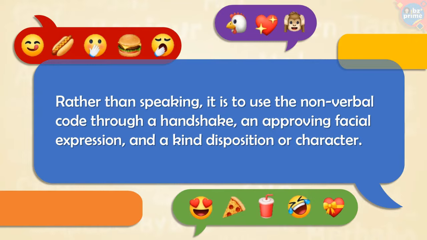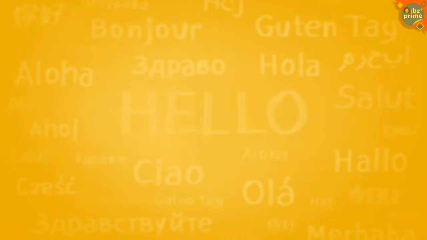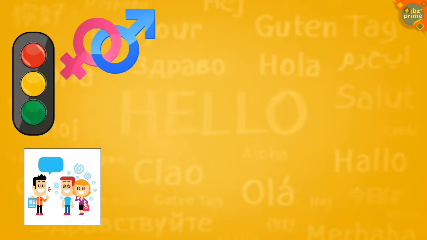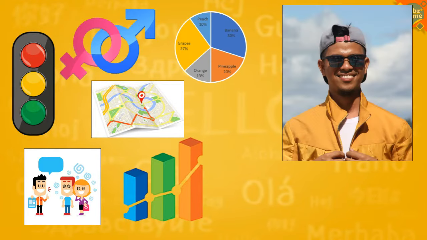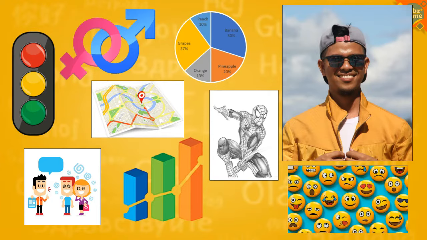Visual communication, on the other hand, is a type of communication that uses visuals to convey information and or messages. Some examples are signs, symbols, imagery, maps, graphs, charts, photos, drawings, or illustrations, and even various forms of electronic communication. Some examples of electronic communication symbols or images are emojis, emoticons, and animation, among others, to convey the writer's emotions or clarify the intent of the message sender. These are achieved through digital modes or text.